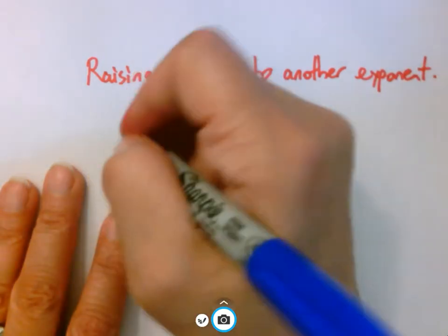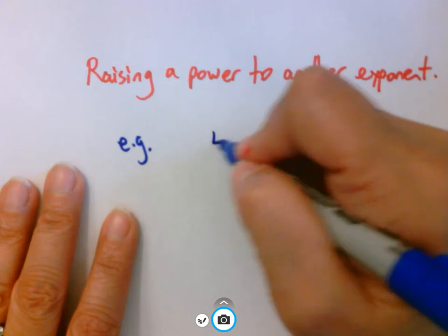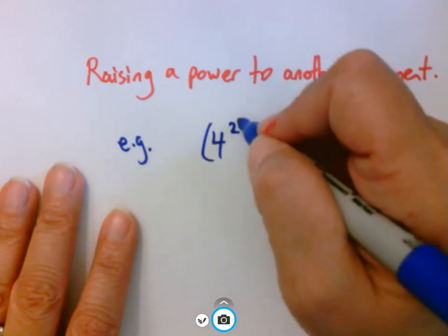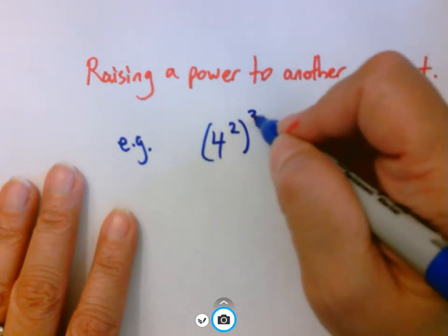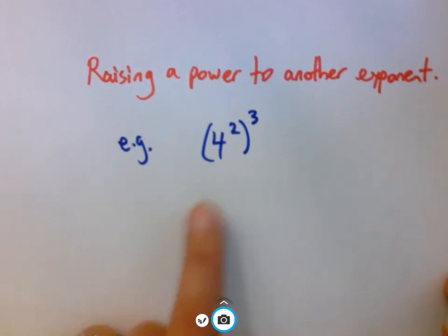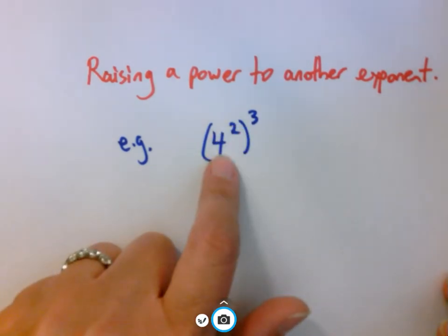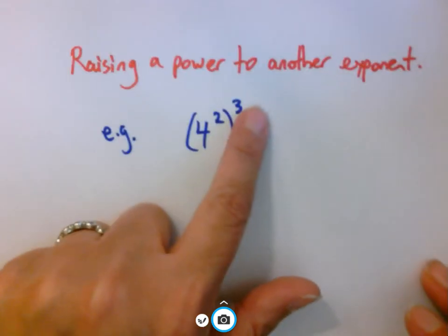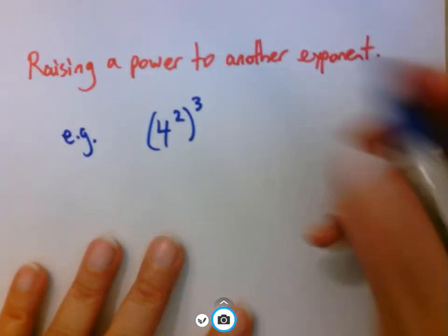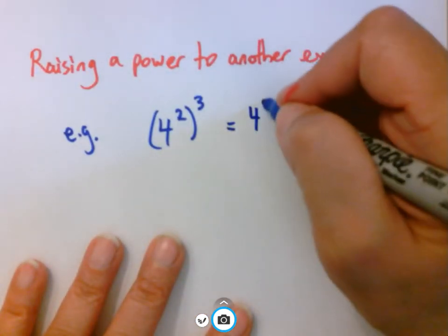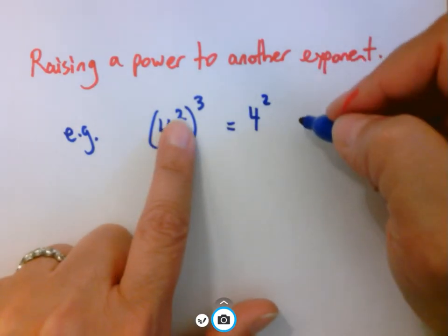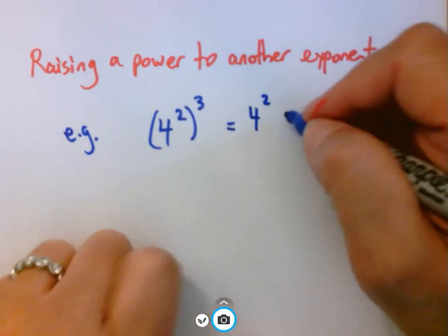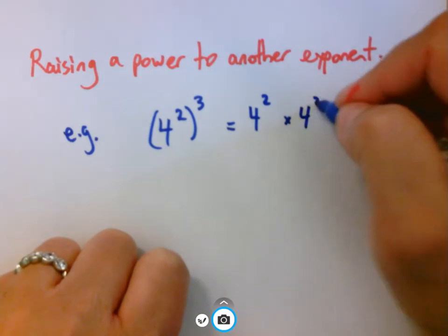Okay, so let's go, for example, 4 to the exponent 2 to the exponent 3. I have a power, 4 to the exponent 2, and the whole thing is raised to the exponent 3. So what does this look like? This looks like 4 to the exponent 2 3 times. So cube means 3 times. So there's 3 of these.